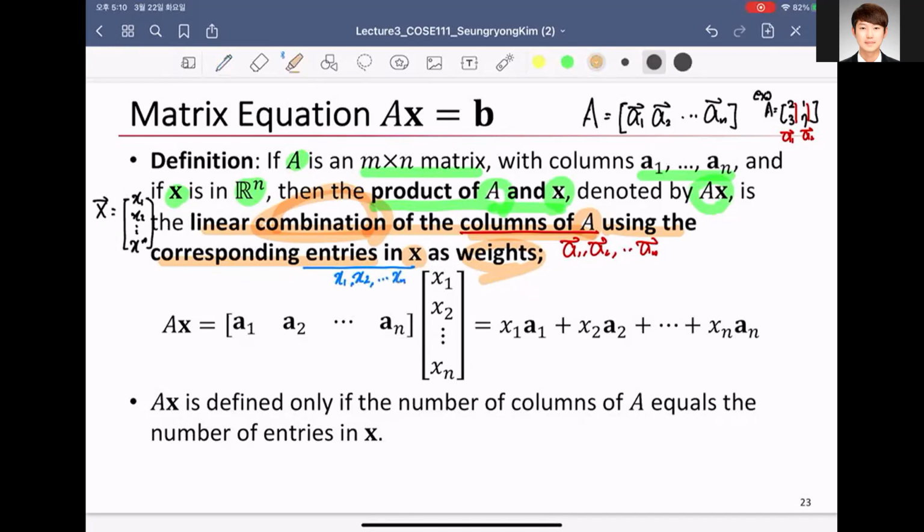Then, okay, let's write that. So, in this case, the linear combination of the vectors a1, a2, ..., an with the weights x1, x2, ..., xn can be written like this. Right? 그렇죠? x1 times vector a1 plus x2 times vector a2 plus ... plus xn times vector an, right? So this linear combination is equivalent to Ax, matrix A times x.